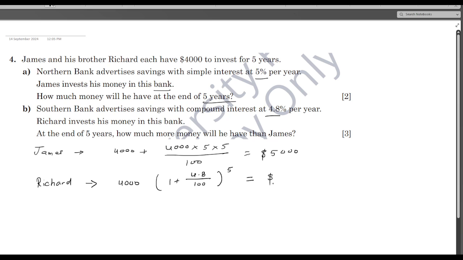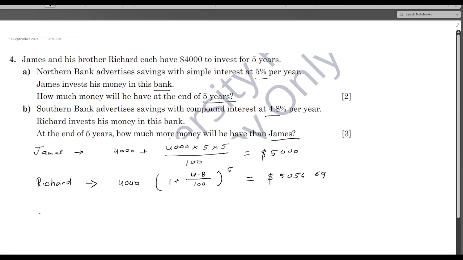So therefore the total amount which Richard will receive at the end of 5 years will be 4,000 times 1 plus 4.8 divided by 100, the whole power 5. So this gives you 5,056.69. Okay, so how much more money will he have than James?